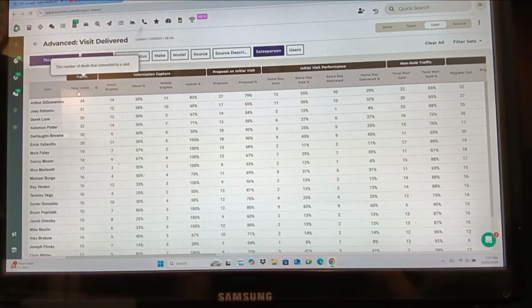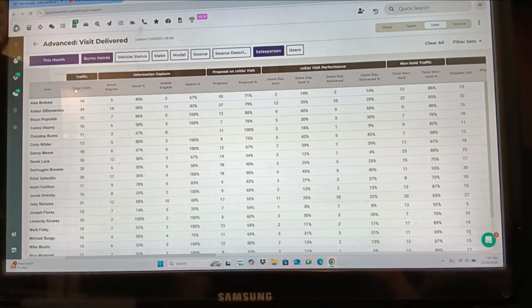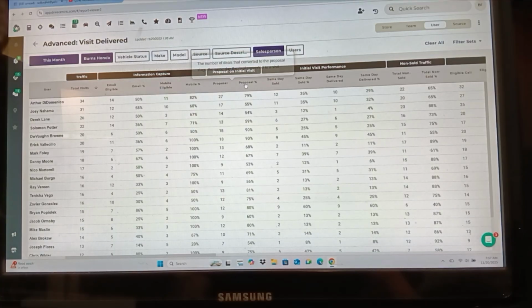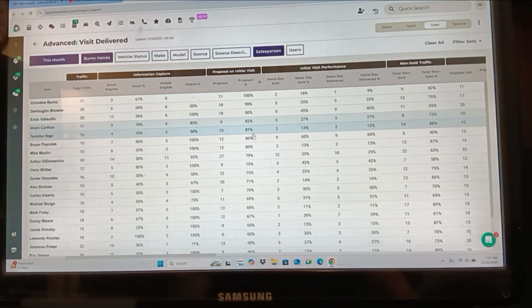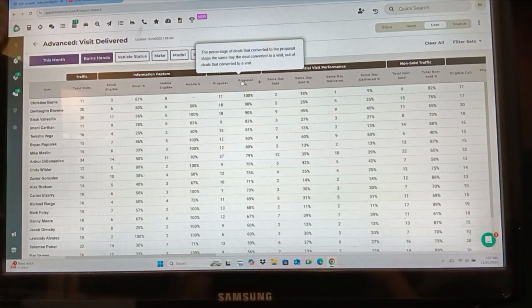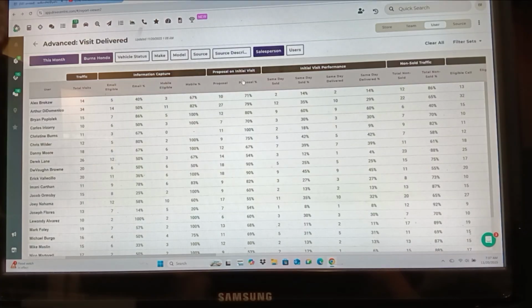And so again, total visits, if you want to group them from highest to lowest, you can click on it. Actually it comes up here, but if you want to change the order, that's from lowest to highest, and that's from highest to lowest. Same thing, you come over here and you see the proposal percentage. If you want to see who's the highest percentage, you click it, and it goes from highest to lowest. And then same day delivered, same thing. You can just hover and click on here.